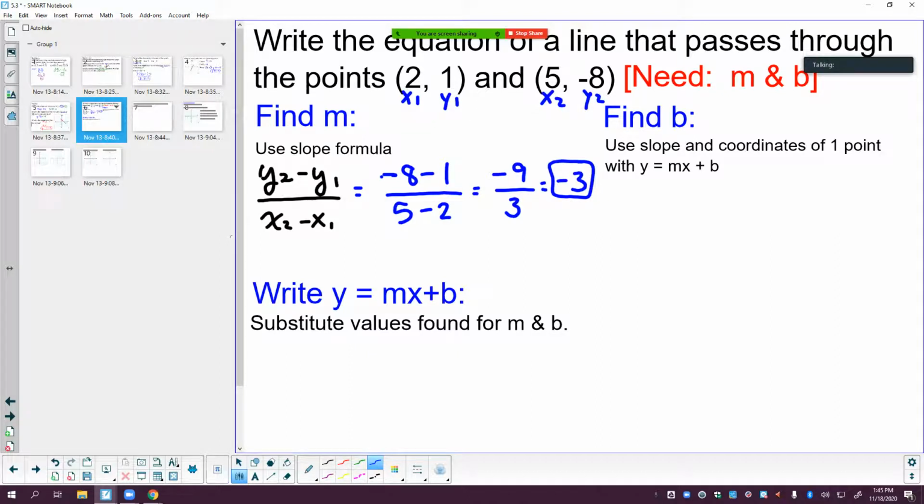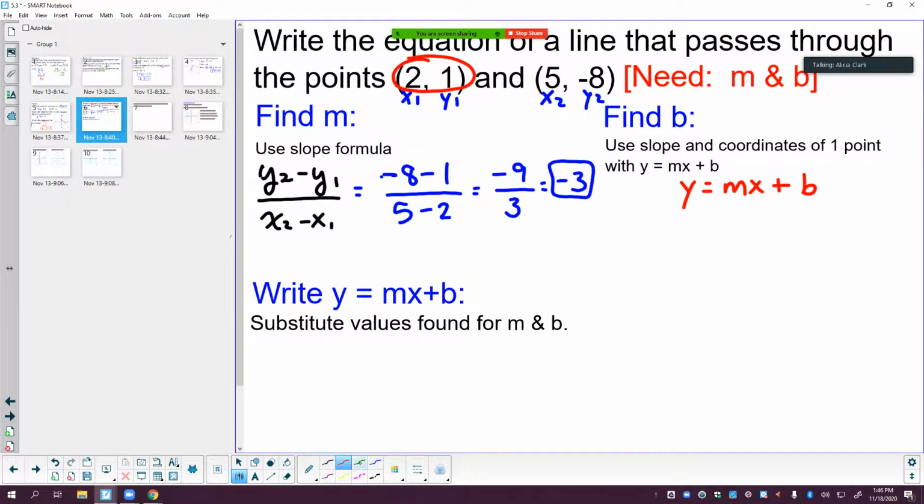Now this part right here is new, so pay attention. We have to figure out what b is. I wrote some directions there: use the slope and the coordinates of one point with y equals mx plus b. The only equation I know right now that has b in it, that I can use to figure out the y-intercept, is y equals mx plus b. I'm going to pick one of these points up here. It doesn't matter which one. I'm just going to use this first one, (2, 1).